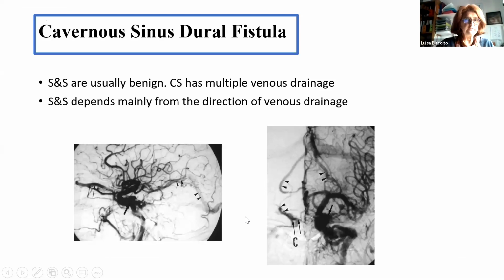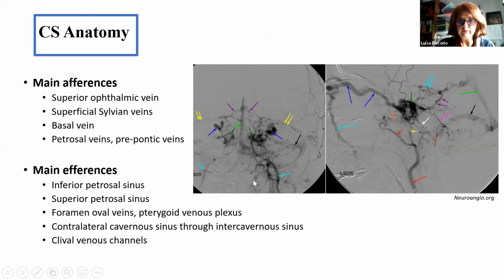So the symptoms and signs are usually benign, but because the cavernous sinus has multiple venous drainage, the symptoms and signs depend mainly on the direction on the venous side. So here, this is the example. The main afferents are the superior ophthalmic vein, the superficial Sylvian veins, the basal veins, the petrosal veins, the prepontic. So all these veins are main afferents.